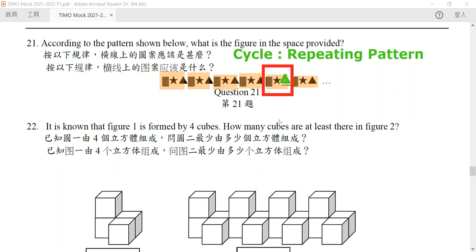It's triangle, teacher. Yes, this is triangle. Okay, so this is triangle.